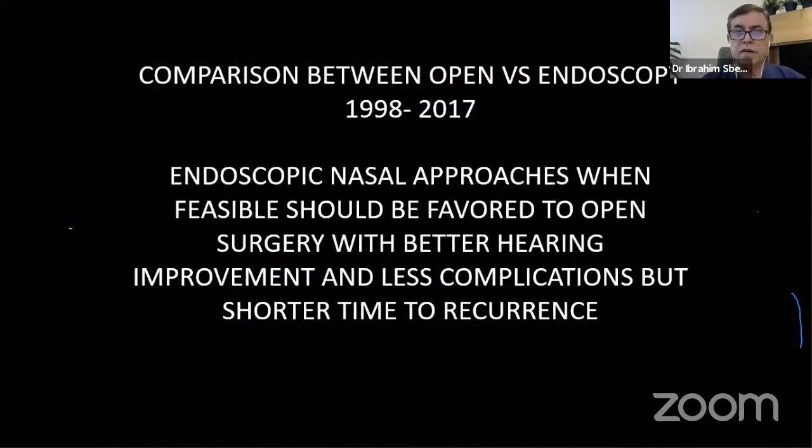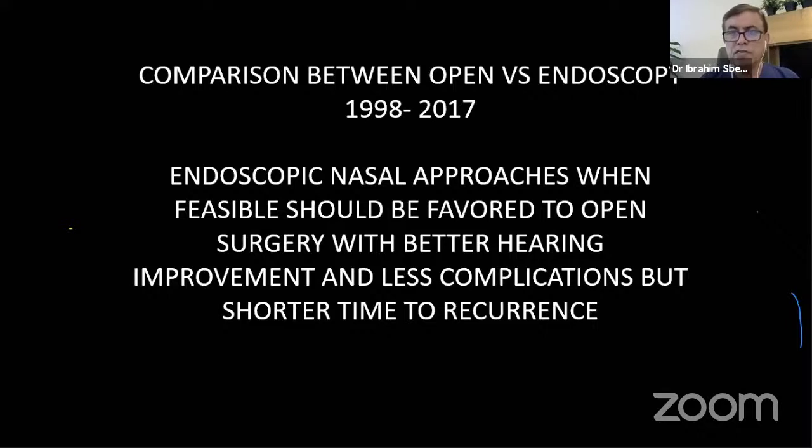And they came with this final conclusion. Their patients were between 1998 and 2017. Endoscopic nasal approaches, when feasible, should be favored to open surgery, with better hearing improvement and fewer complications, but shorter time to recurrence. I go with that.